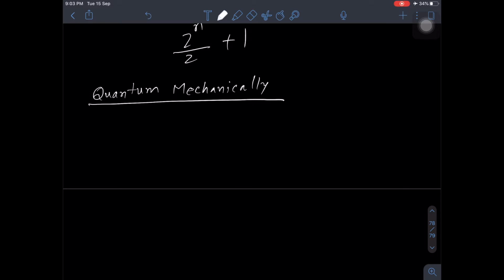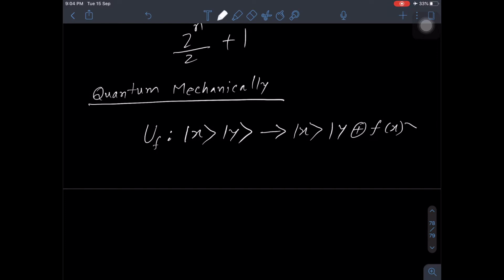So quantum mechanically, what we are going to do, we will define this black box as UF. Okay, this is just a notation to denote the black box. So UF is a map from x, y. I will define what every part means, and it maps you to x, y XOR f of x. Okay, so now you have to understand what it is.